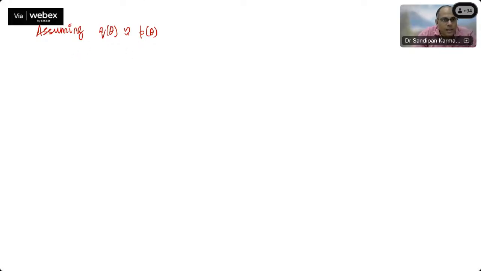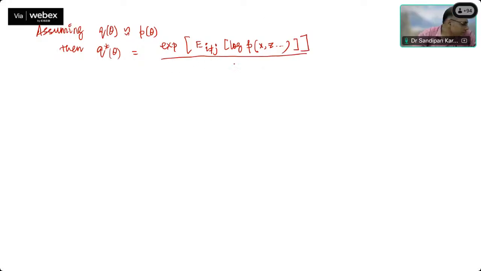Then q star theta will be given as the exponential of the expectation over i not equal to j, or we'll write it as the set difference theta, of the log of the probability of x, z, and all those random variables, divided by the exponential of the expectation over i not equal to j. So this will be q_i theta_i.